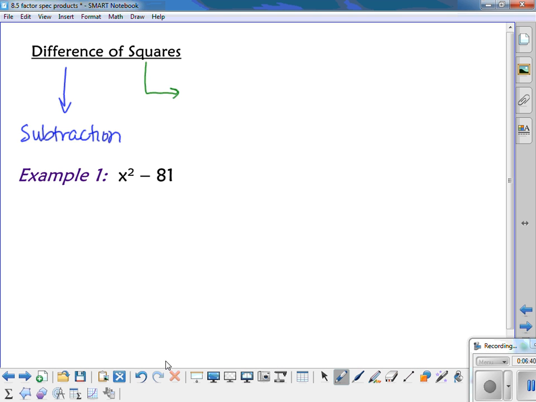So 1 squared, which is 1. What's 2 squared? 2 times 2 is? 3 times 3? 4 times 4? Next. Keep going.